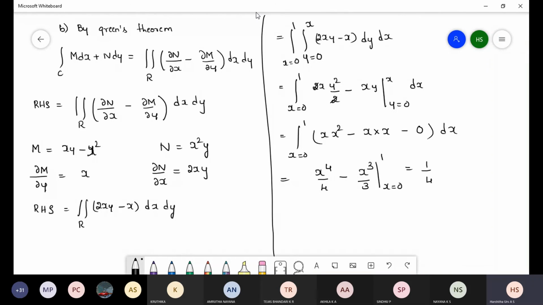1 by 4 minus 1 by 3. Again the LCM is 12, so here 3 and here 4. So we get minus 1 by 12.